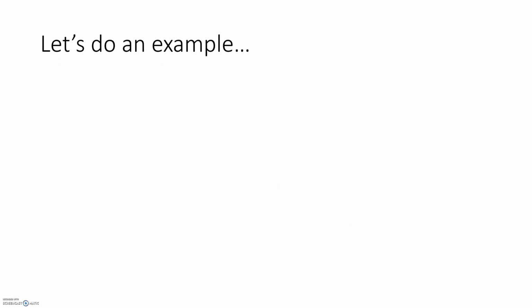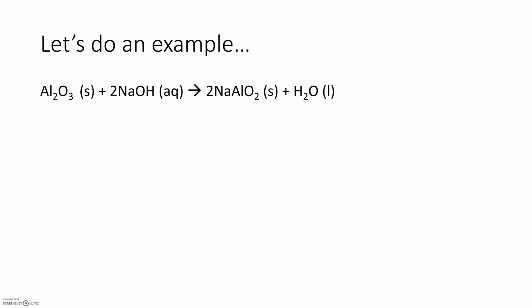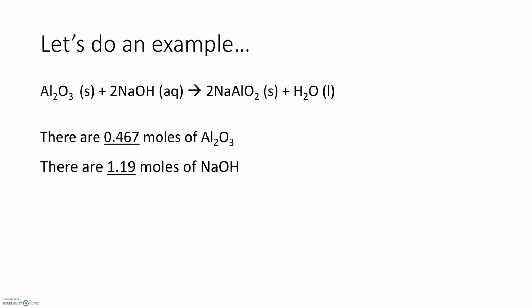So let's do an example. We have 1 mole of aluminum oxide plus 2 moles of sodium hydroxide will make 2 moles of sodium aluminate and 1 mole of water. So we have 0.467 moles of aluminum oxide and 1.19 moles of sodium hydroxide in this particular setup. So the first step is to find the limiting reactant.